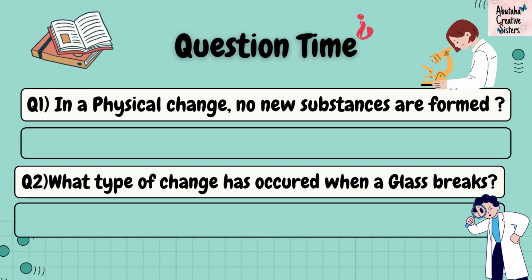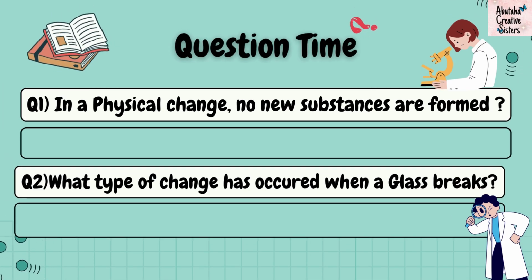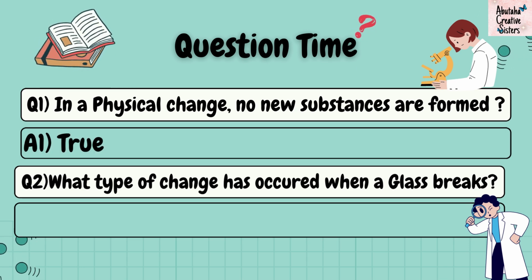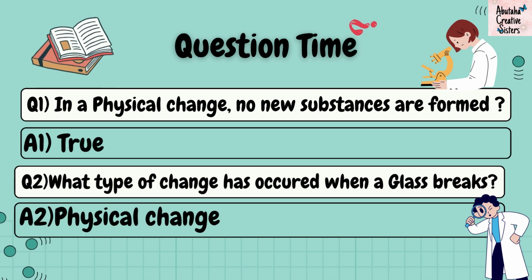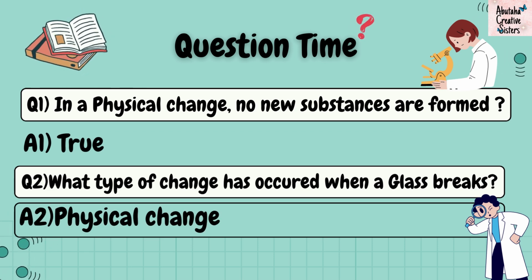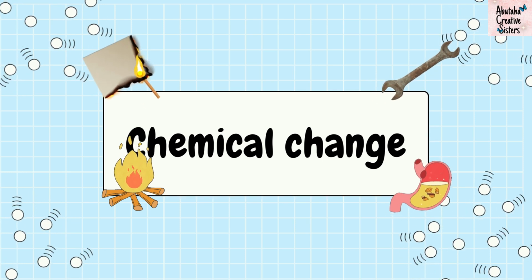Question time. In a physical change, no new substances are formed. True. What type of change has occurred when a glass breaks? Physical change. Chemical change.